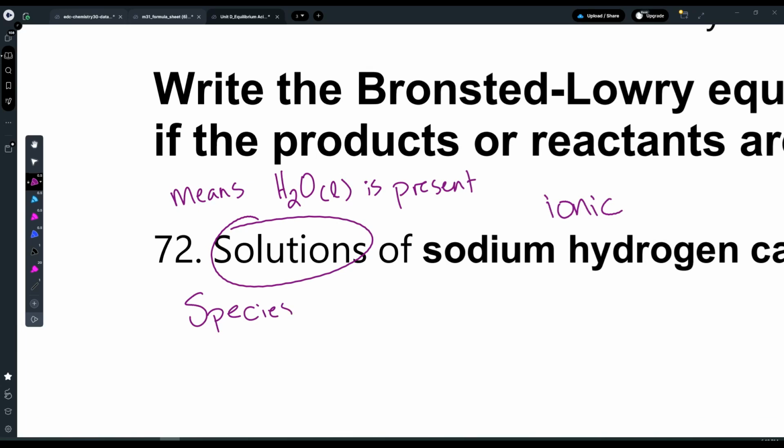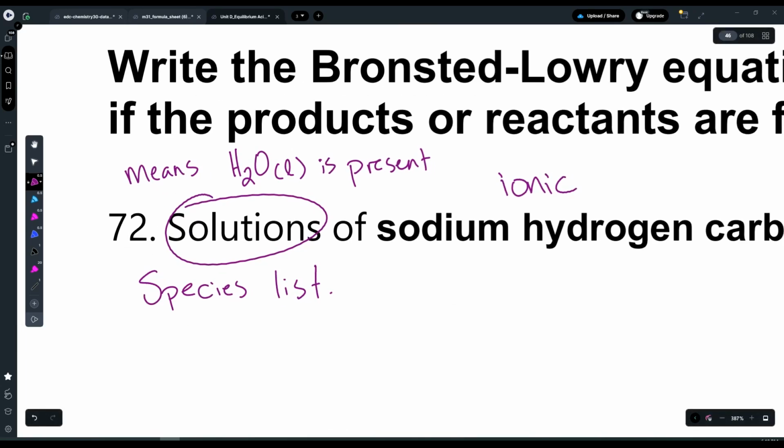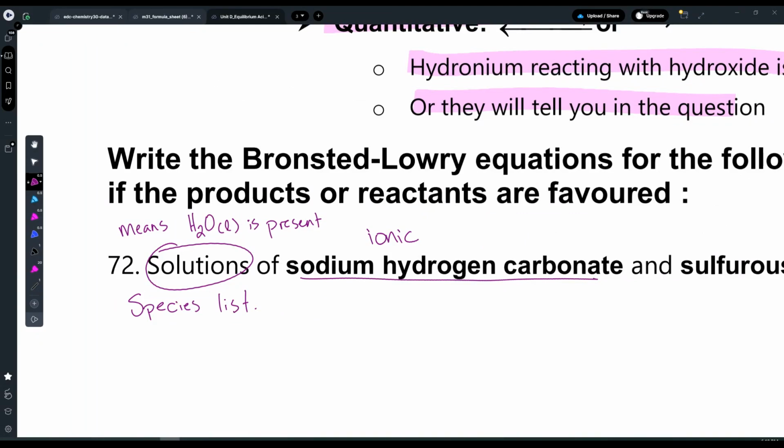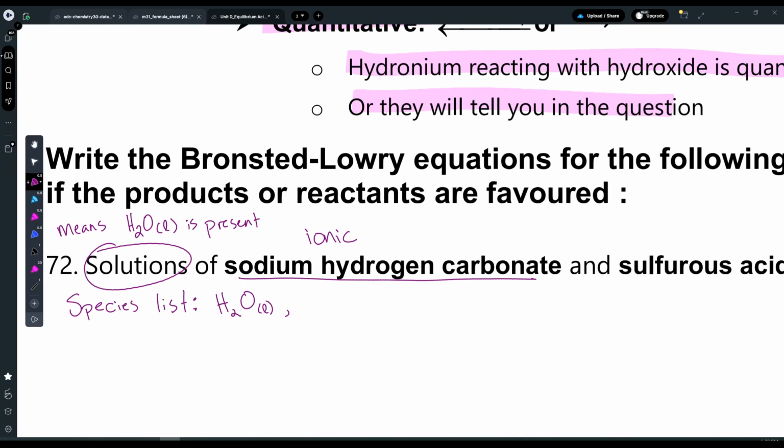So first step, we need our species list. So we've got water. So I'll make it more obvious that it's a subscript. And now we need to dissociate the sodium hydrogen carbonate here. One, because we're told we have a solution of it, and two, so if I wrote this out, we have sodium hydrogen carbonate.